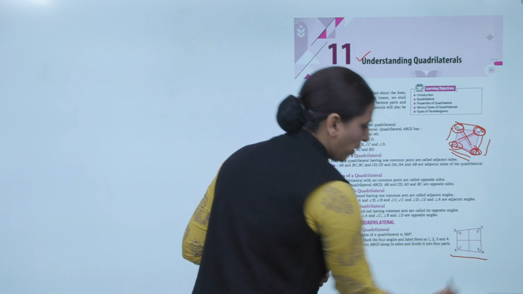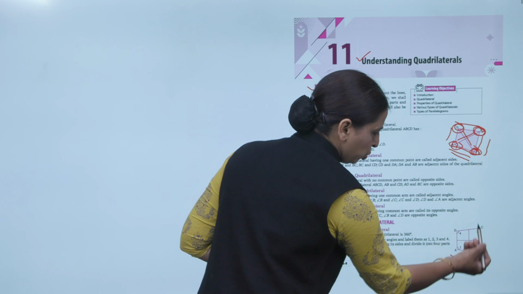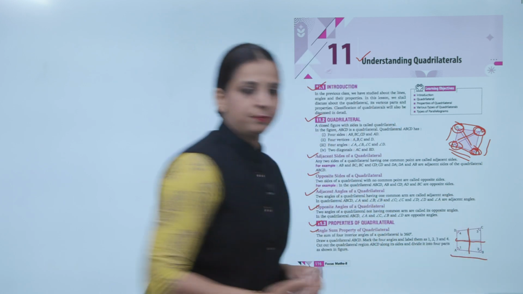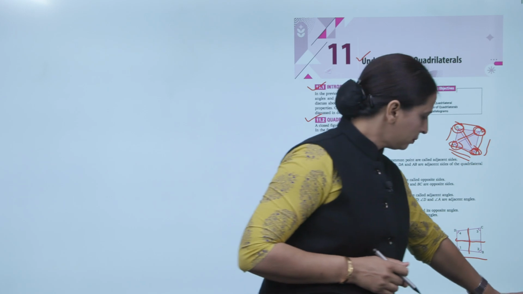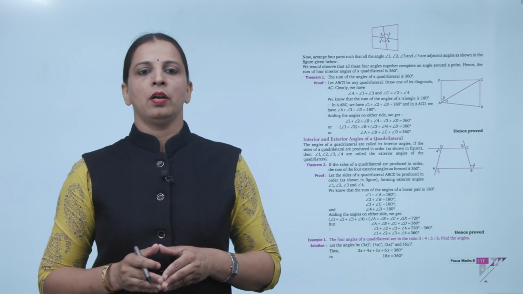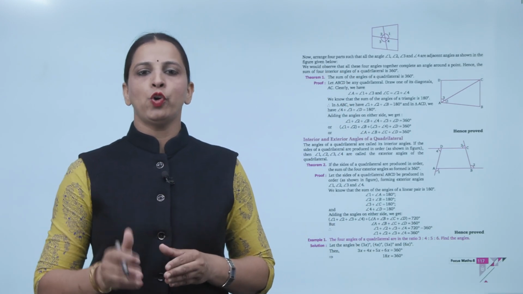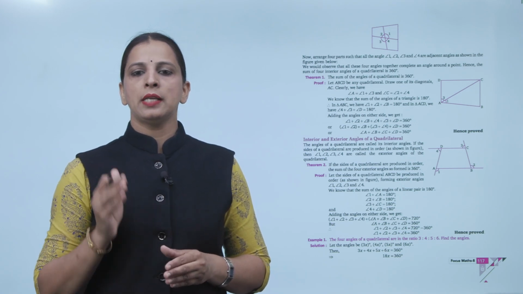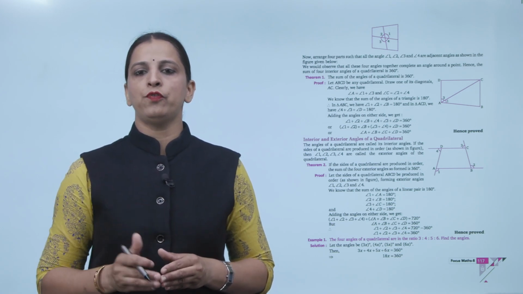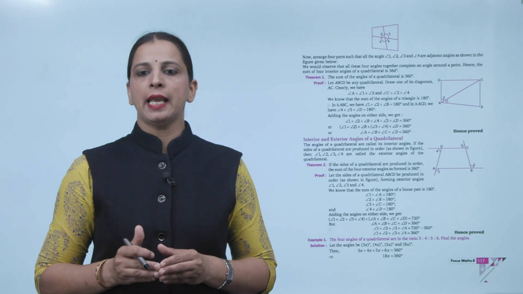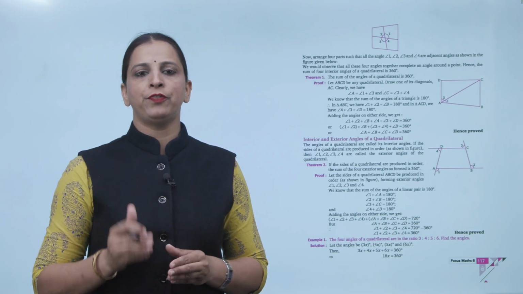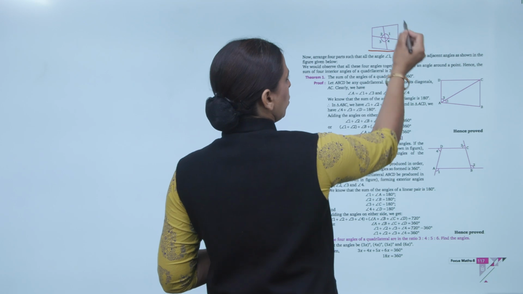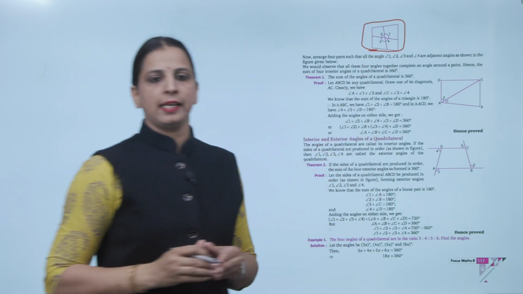This ABCD is our quadrilateral, with angles 1, 2, 3, 4, and we have cut it like this. Now arrange the four parts such that angle 1, angle 2, angle 3 and angle 4 are adjacent angles, as shown in the figure given below. This is how we will adjust them.